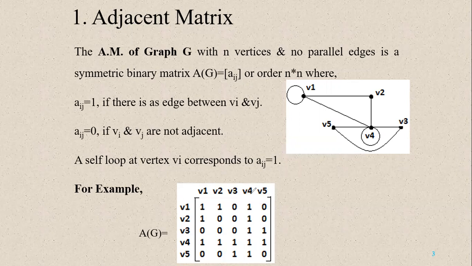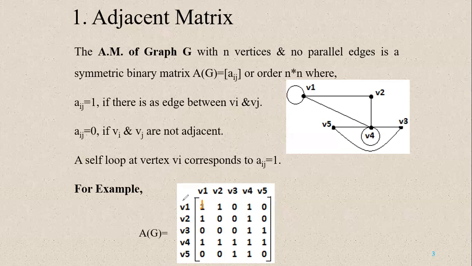So, using this concept, here we make one matrix. Here the total number of vertices is 5. Therefore, we make a 5 cross 5 matrix. First you write V1, V2, V3, V4, V5 row wise and column wise. First check V1 to V1. Is any edge there? Yes, this is a self loop. Therefore, V1 is adjacent to V1, and we write 1.